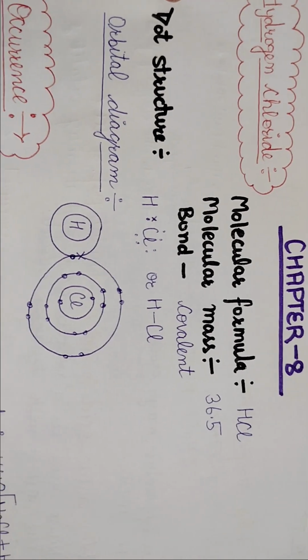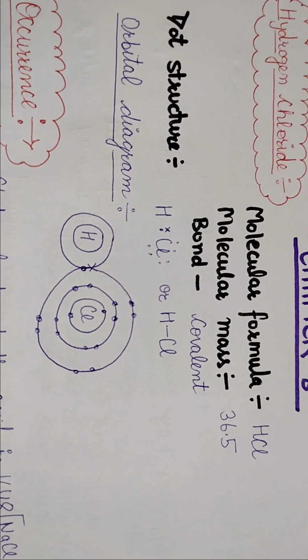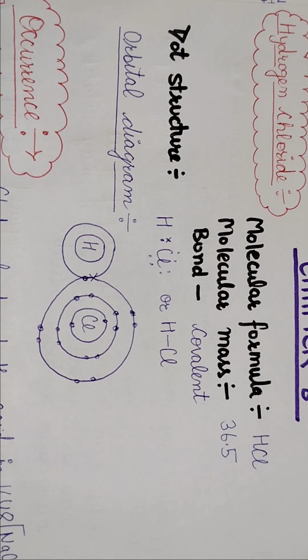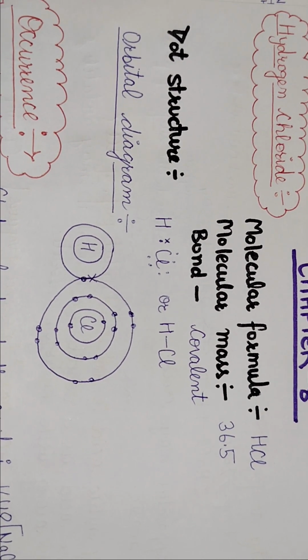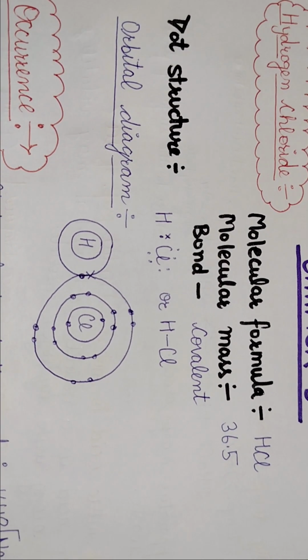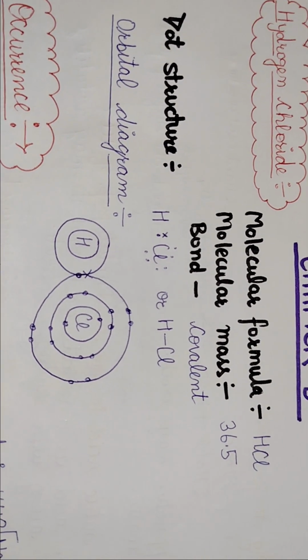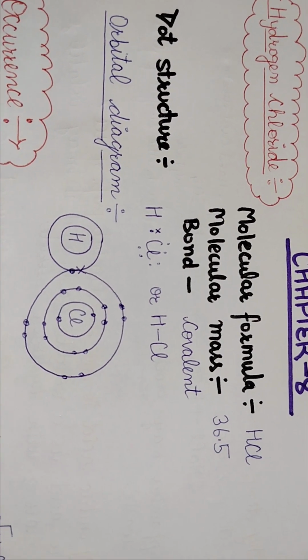And then the formation of hydrogen chloride takes place. If we talk about the orbital diagram, you can clearly see that the orbit of hydrogen is small in size as compared to chlorine, because chlorine has more electrons than hydrogen, but these two elements share one electron with each other and form a covalent bond.